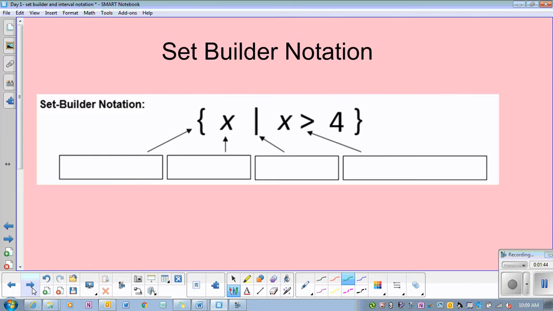All right, let's talk about something called set builder notation. Notation is basically just saying how you write something, okay? So set builder always looks like this. We always have our curly braces, and that is talking about the set of values. Okay, it's a set or a group.